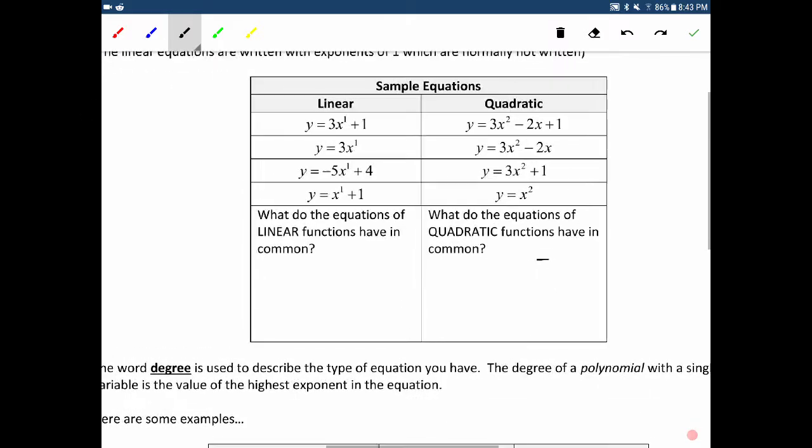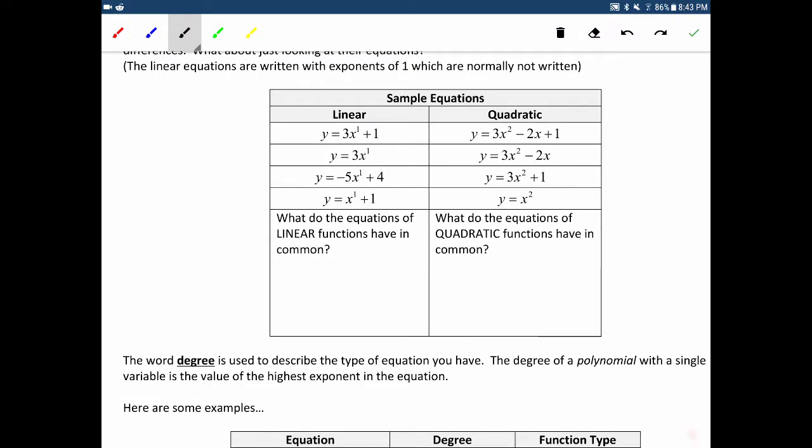And you're going to notice that I've put some exponents of 1 for the linear equation. So I have x to the power of 1. Normally we wouldn't write that 1. But remember, if you don't have an exponent, if it's just an x or a y or whatever it is, there's an invisible exponent of 1 there. It's just that there's no real reason to write that. So we don't do that normally, okay?